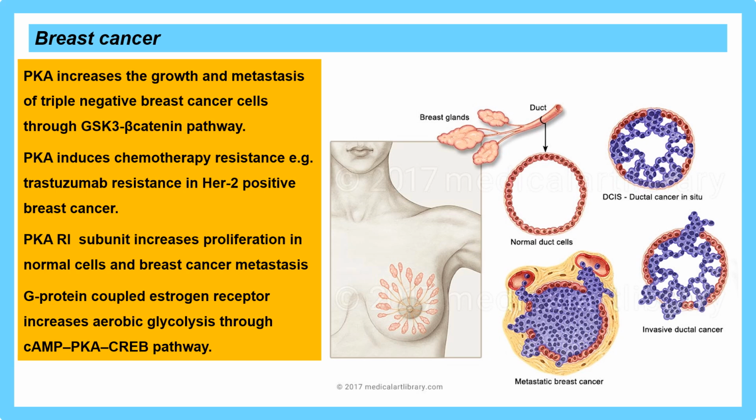PKA can also cause resistance to chemotherapy and, for example, trastuzumab, and this is present within HER2-positive breast cancers. And the PKA RI subunit also increases proliferation in normal cells and breast cancer metastasis. And the GPCR does increase the reprogramming of the cellular metabolism, and how glycolysis takes place via the PKA-CREB pathway.